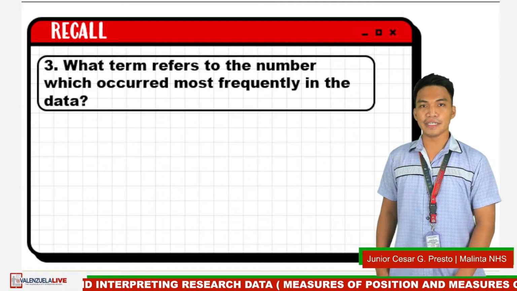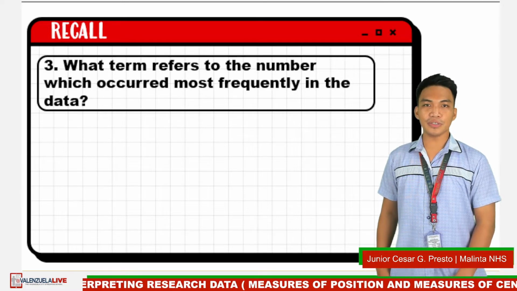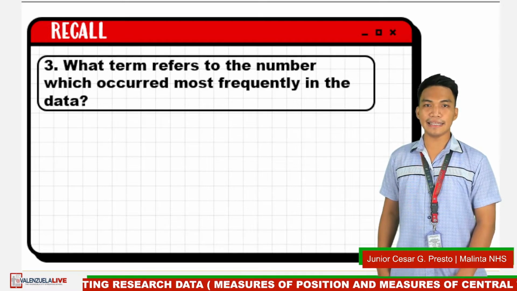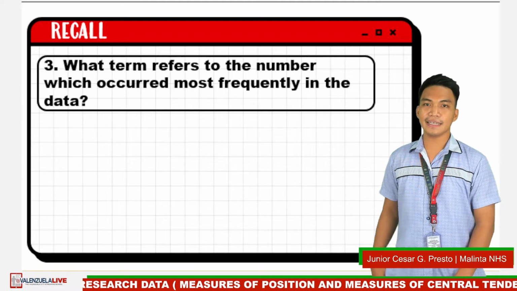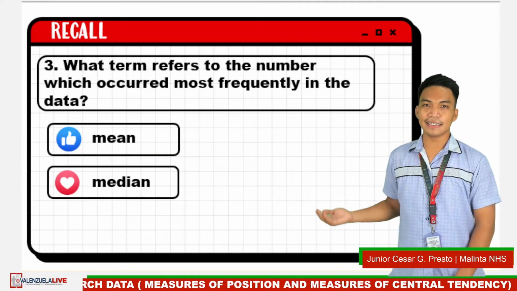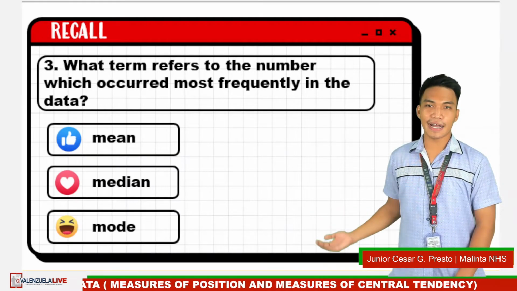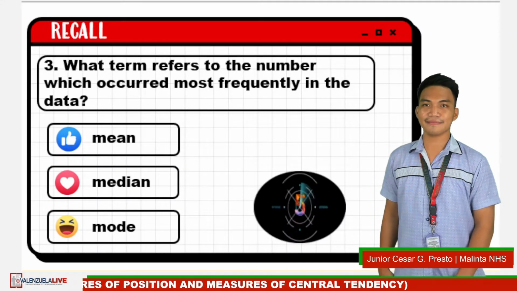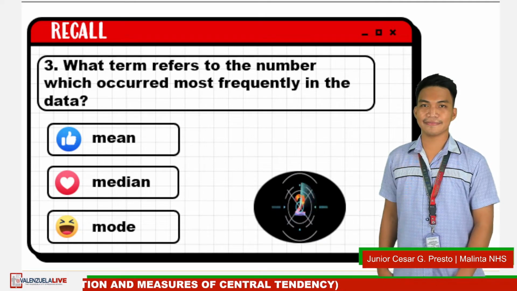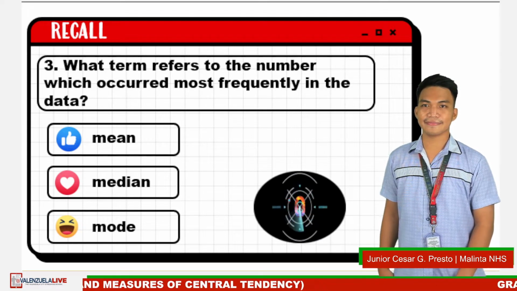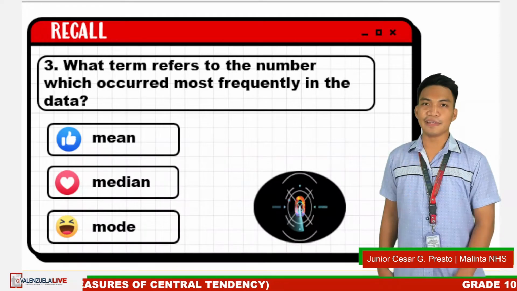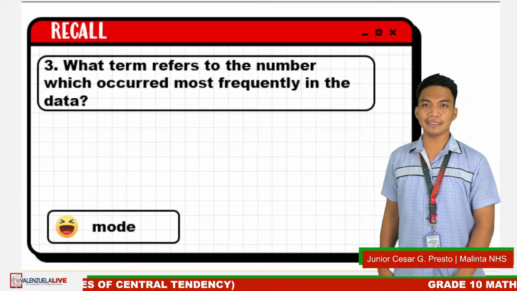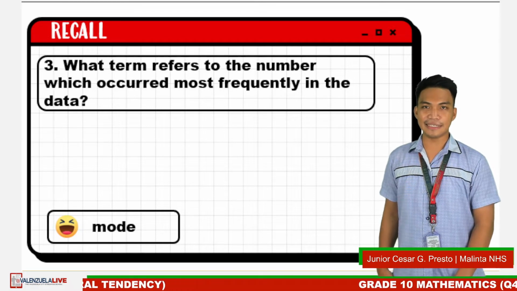What term refers to the number which occurred most frequently in the data? Is it like, love, or haha? 5 seconds. Go. Time is up. If you've hit the haha react button, awesome. You are correct. Let's proceed to number 4.